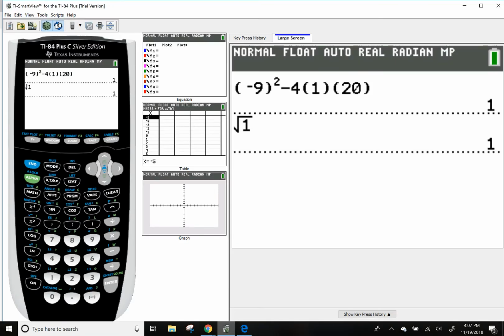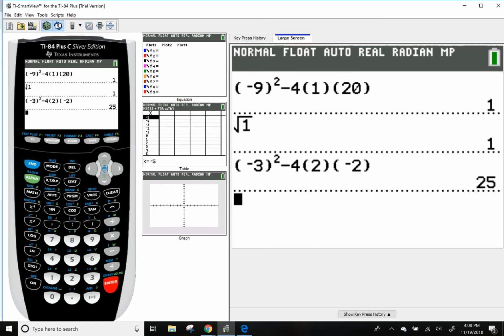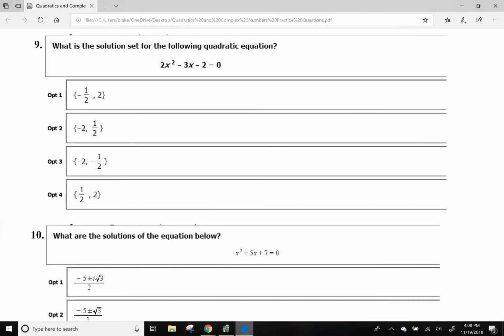That is going to be negative 3 squared in parentheses minus 4 times 2 times negative 2. Oops, hold on. Got to fix this. Negative 2. Enter, and that is 25.